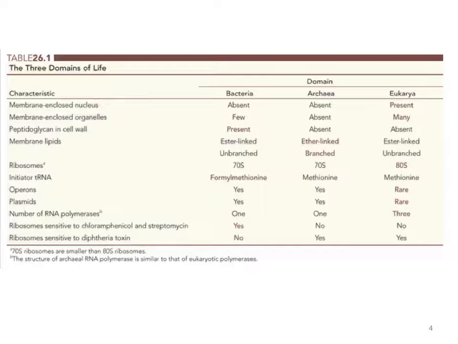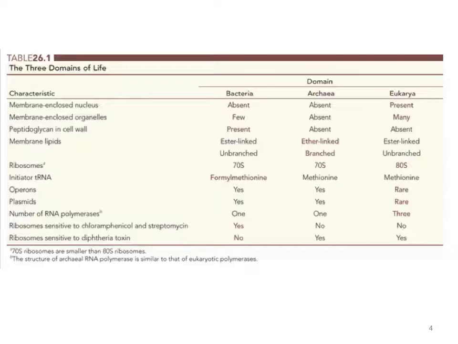This table from the textbook gives the characteristics of the three domains and whether they're present or absent. So you can see that first line: the membrane-enclosed nucleus is present in eukaryotes but not in bacteria or archaea. It's absent in prokaryotes. Also, the membrane-bound organelles. Bacteria have a few, eukarya have many, and archaea generally don't have any. We'll talk about peptidoglycan. You don't need to memorize the other stuff, except to the extent that we talked about in the previous slide. Okay?